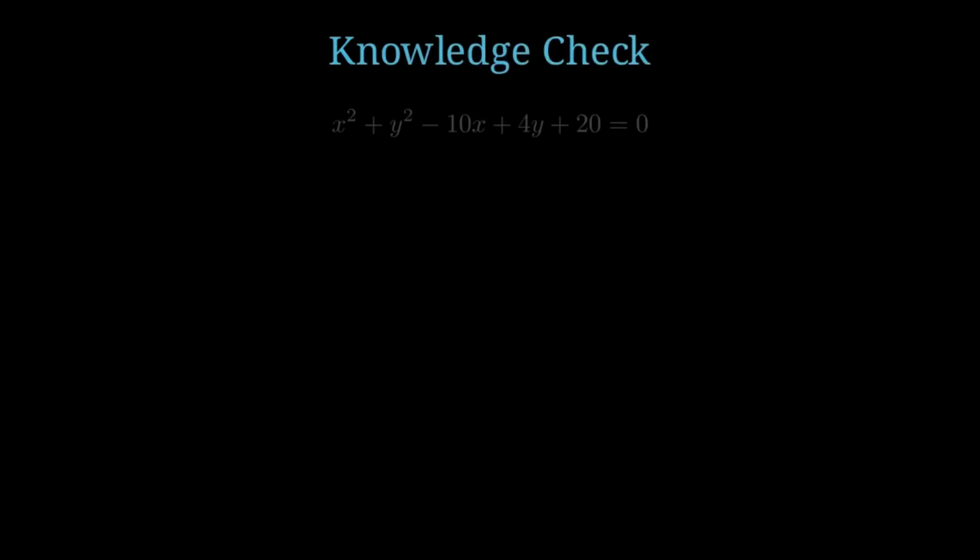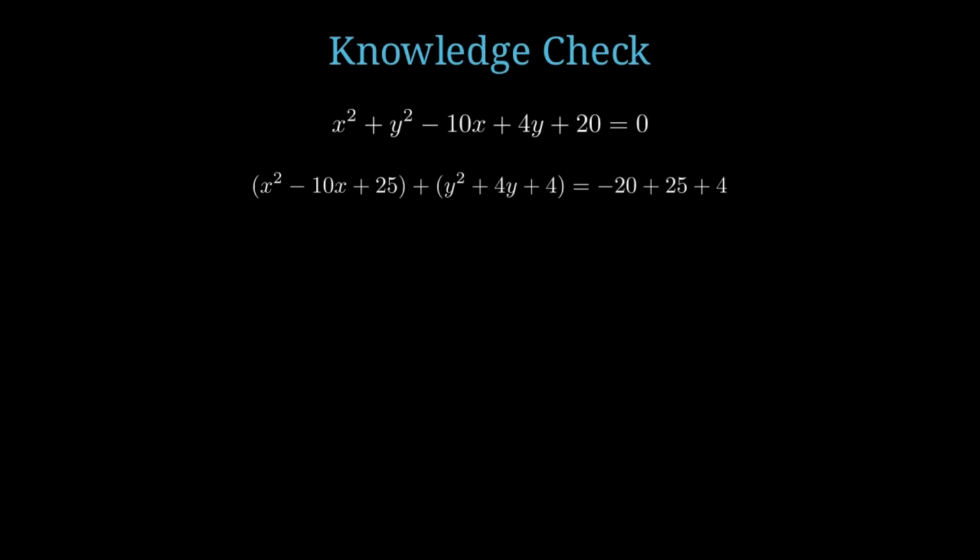Try this one: x squared plus y squared minus 10x plus 4y plus 20 equals 0. By completing the square, you will find a center at (5, -2), and a radius of 3.